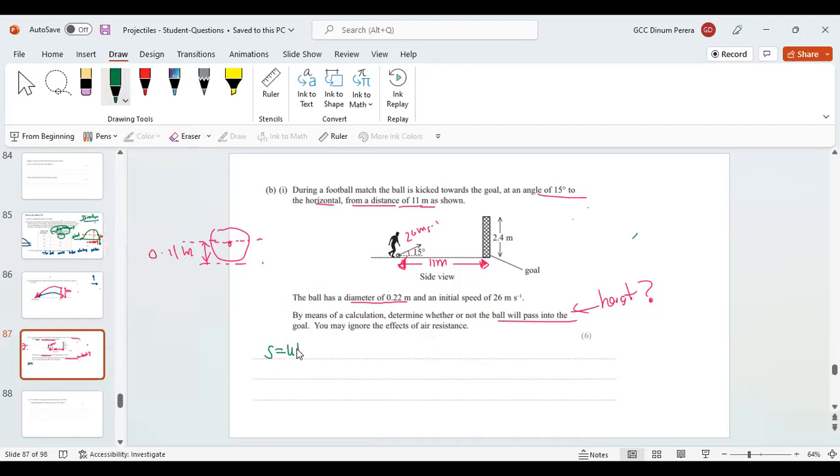So if it's horizontal motion, there is only s equals ut. s is 11 meters. The velocity is 26 cos 15 in the horizontal direction, times time. So the time is 11 meters divided by 26 cos 15 meters per second. Then you find the time.